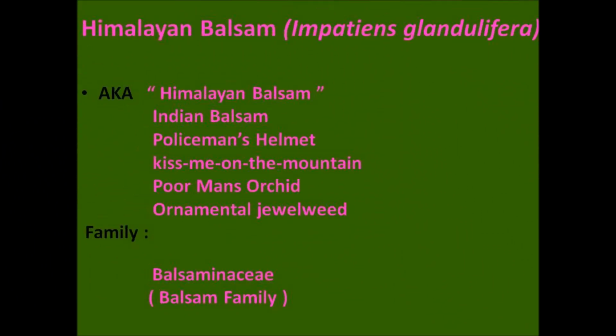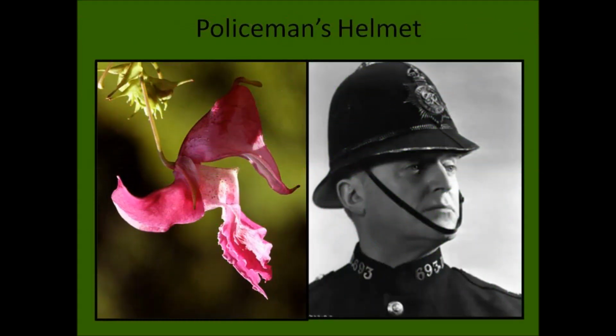Turning now to the naming of the plant and its common vernacular names. It is most commonly known after the region in the Himalayas as Indian Balsam or policeman's helmet, and is also known as kiss me on the mountain, poor man's orchid or ornamental jewelweed. The origins of policeman's helmet can be seen when the plant is turned upside down and compared with an old-fashioned policeman's helmet.